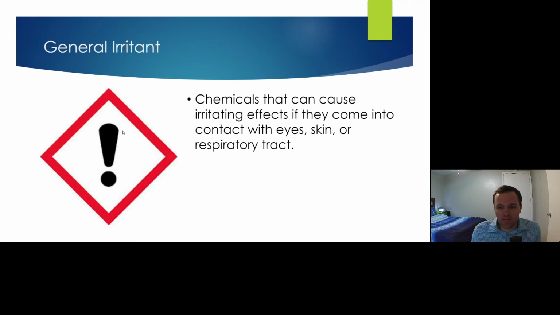So it's not the big picture dangerous stuff like the acute toxicity or the health hazards or the corrosion that might cause burns on your skin or anything like that. This is just, be a little bit careful with it because it can cause irritating effects.